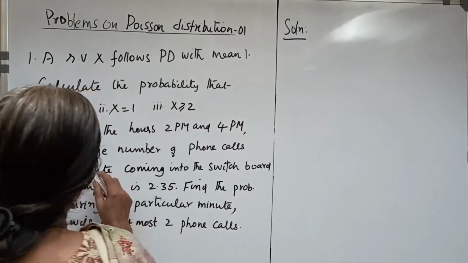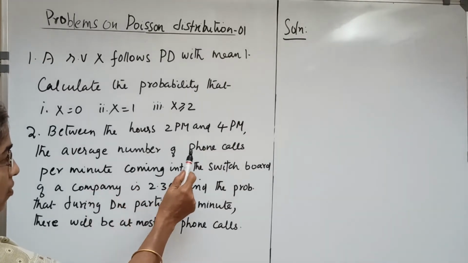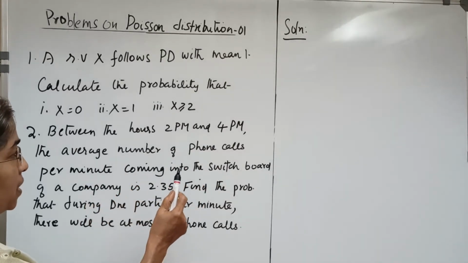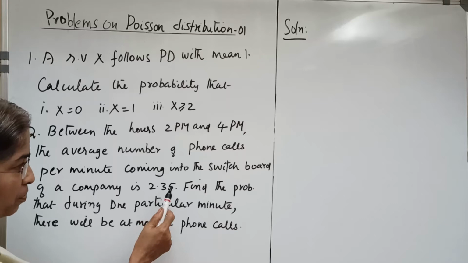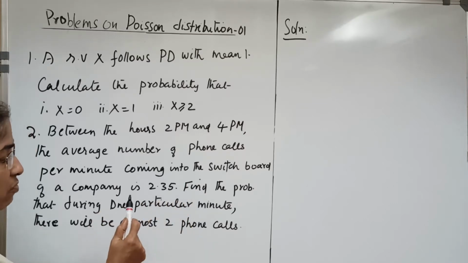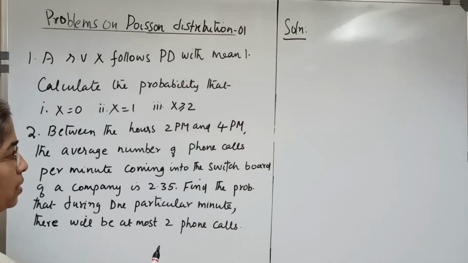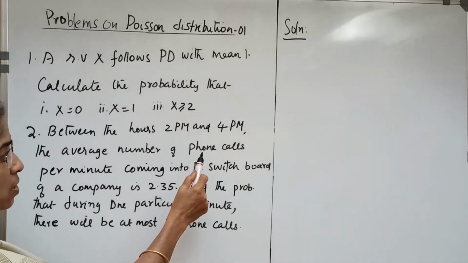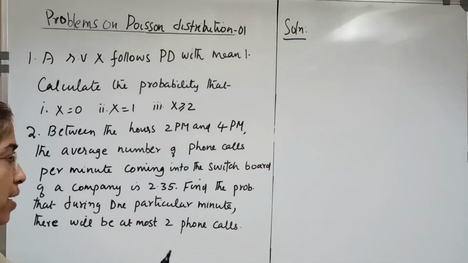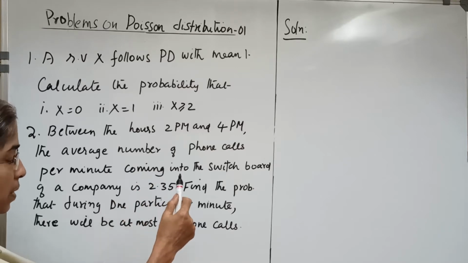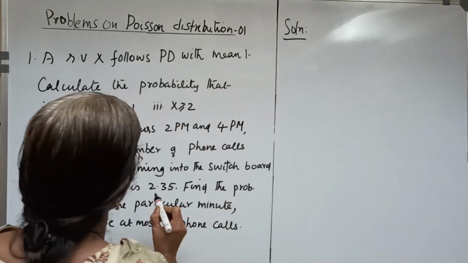Now question number 2 is: between the hours 2 p.m. and 4 p.m. the average number of phone calls per minute coming into the switchboard of a company is 2.35. Find the probability that during one particular minute there will be at most 2 phone calls. You are given the average number of phone calls per minute coming into the switchboard. That is, we may take x as the number of phone calls per minute, so that the average is lambda for Poisson distribution.